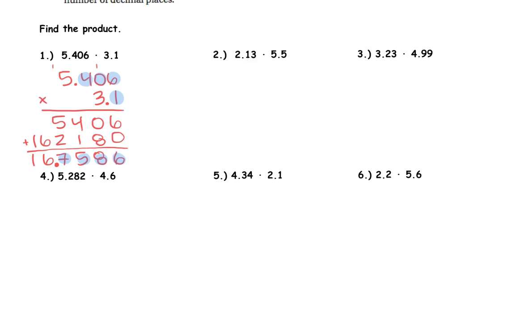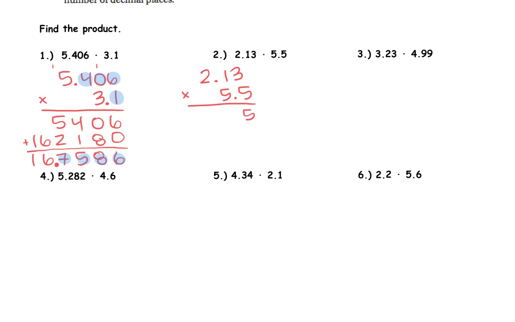So that's a good quick way to check that your decimal point's in the right spot. All right, let's go ahead and do number 2. So here we have 2.13, and then below it I'm going to put 5.5. Again, you'll notice the decimal points do not line up here. That's okay. I'm going to multiply the 5 by everything in the first number.